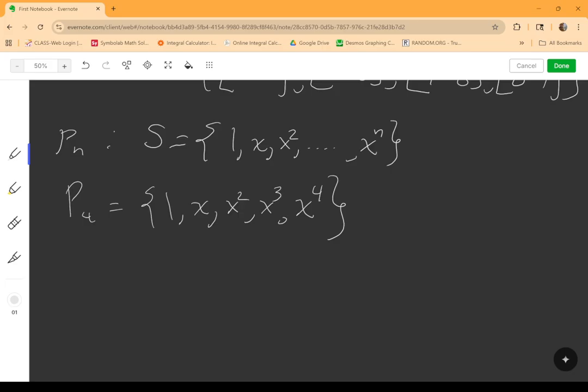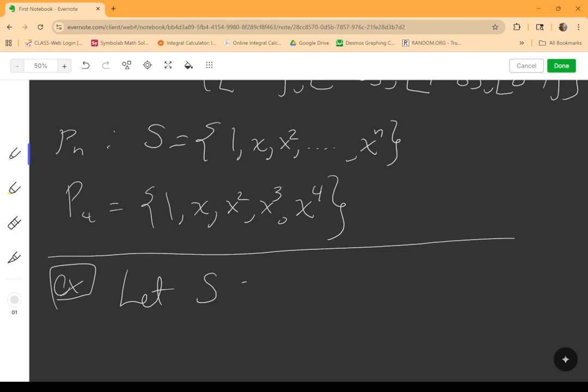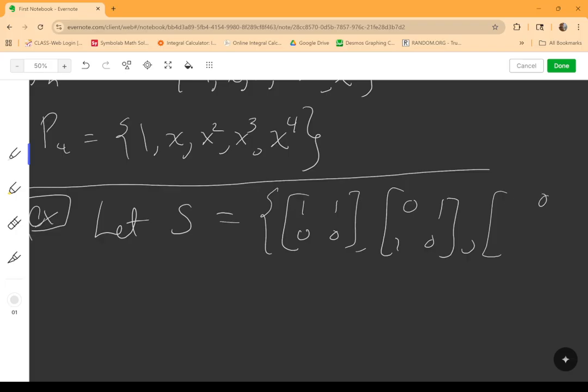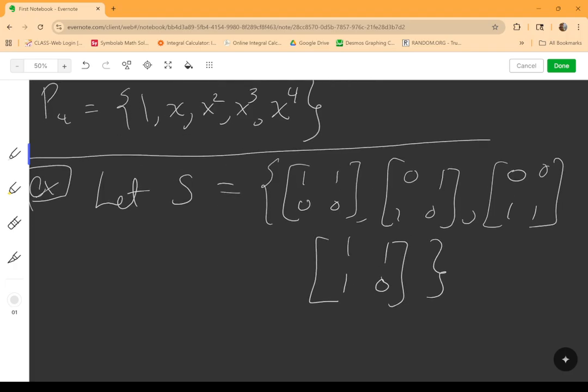And so let's say, in this example here, let S be equal to the set {1, 1, 0, 0}, {0, 1, 1, 0}, {0, 0, 1, 1}, and {1, 1, 1, 0}. Okay, so it looks like this.